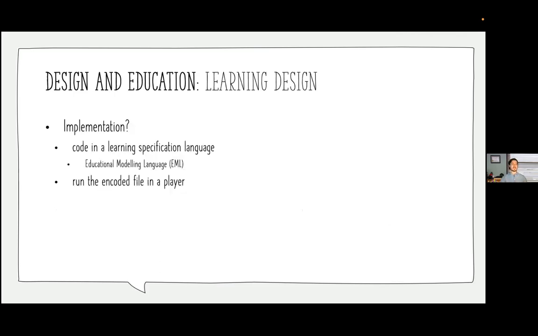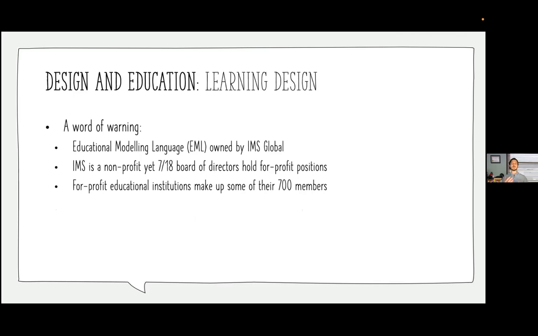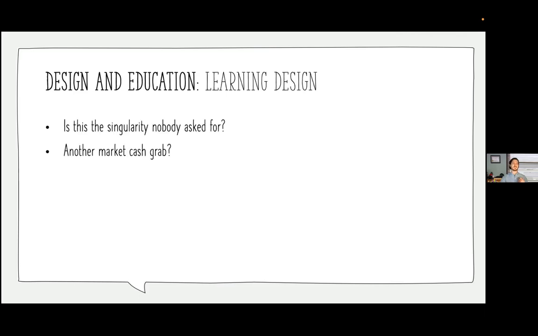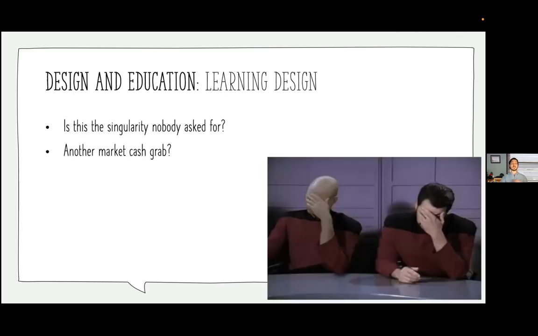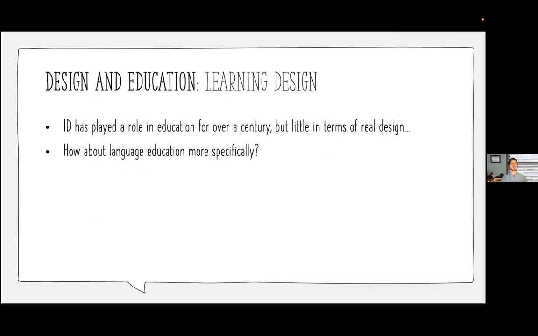How would we implement this then? Well, you need to code in a learning specification language, that's EML, and then run the encoded file in a player. I think that's where alarm bells should probably go off. Although this research was done in public universities with public grants, this language is now owned by a nonprofit. Half of their board of directors hold for-profit positions. Part of their membership, of their 700 members who are voting members, are for-profit educational institutions. So is this just the singularity nobody asked for, or another market cash grab? I think you know the answer to that.